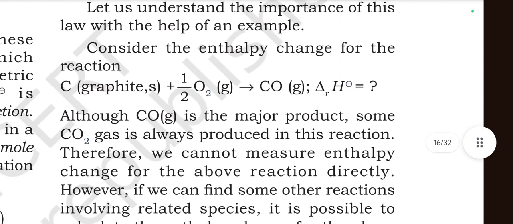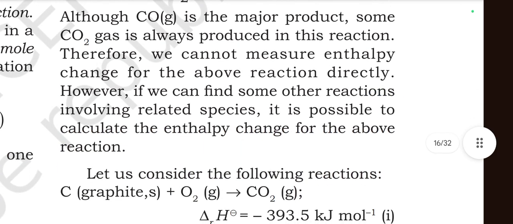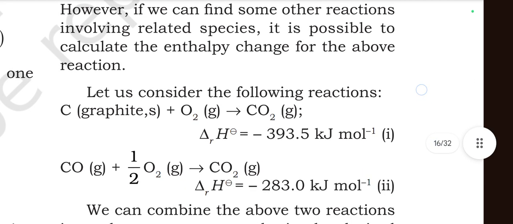Let us understand the importance of this law with the help of an example. Consider the enthalpy change for the reaction. Although carbon monoxide is the major product, some carbon dioxide gas will always be produced in this reaction. Therefore, we cannot measure the enthalpy change for the above reaction directly. However, it can be found from other reactions involving related species. It is possible to calculate the enthalpy change for the above reaction.